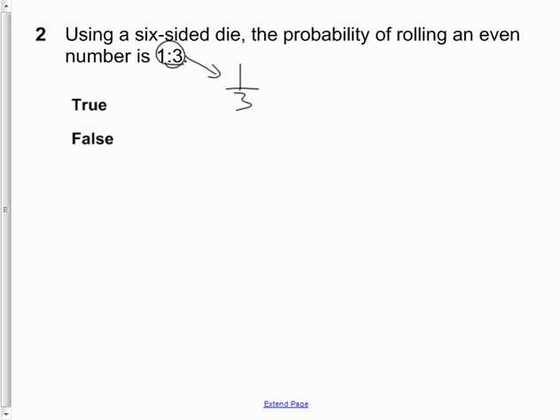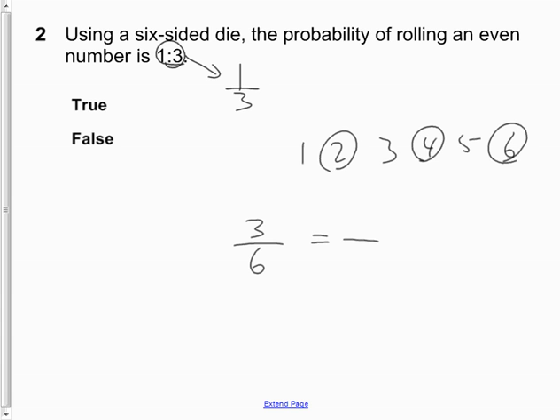Because if you look at a 6-sided die, we have 6 possible outcomes. Of those 6 possible outcomes, 3 of the 6 are even. So 3 out of 6 is the probability. If I reduce that to lowest terms, both are divisible by a factor of 3, leaving me with an equivalent term of 1 out of 2. That means for every 2 numbers on the die, one of them is an even number. So the answer is, again, false. The probability is actually 1 out of 2.